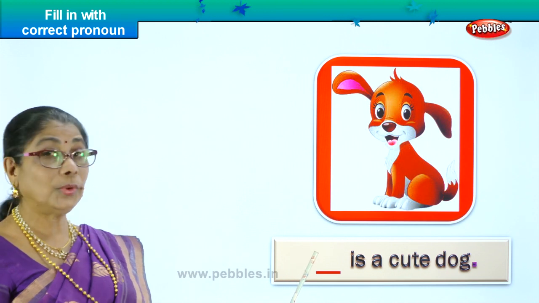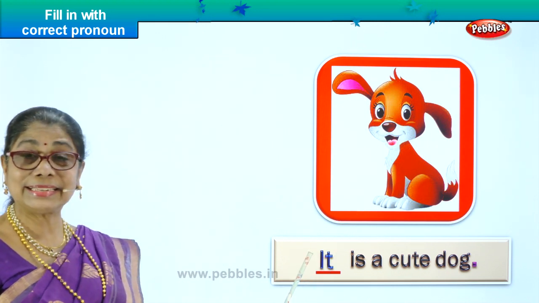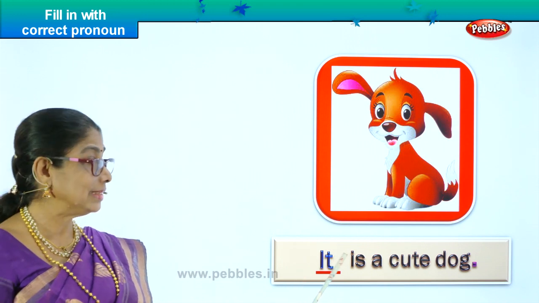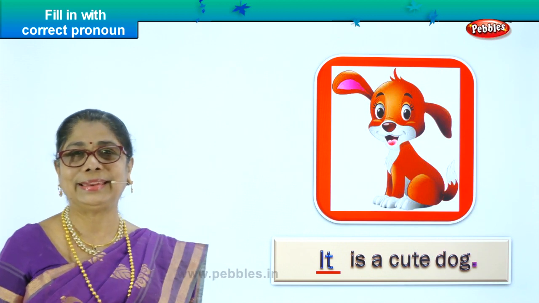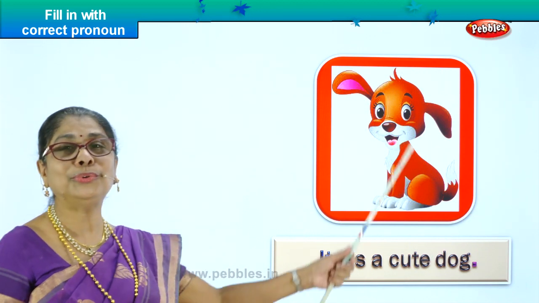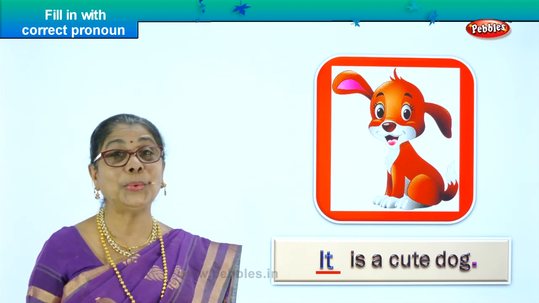So we use the pronoun it. This is a dog and we write it. Good. It is a cute dog. You want him? Take it. It is a cute dog. Good. Let's look at a new picture.